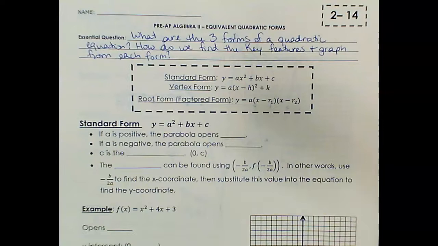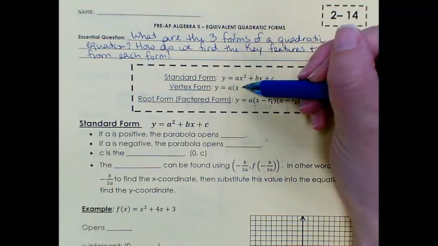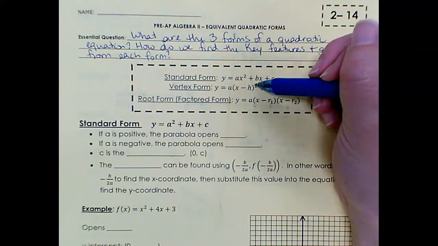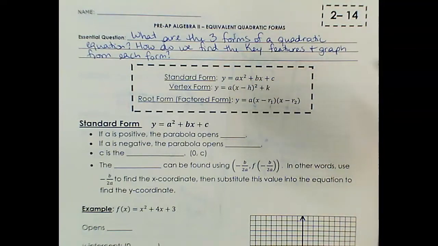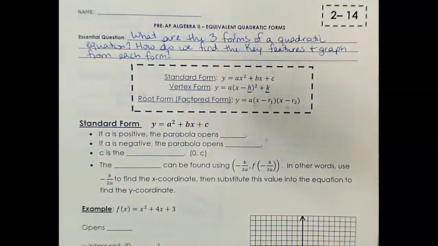Vertex form is a little different. We still have a out in front, but then we have x minus h, and that quantity is being squared, and then you have plus k, a constant outside. This h and this k are a little special. More on that later. And then finally, we have a root form or factored form. This is something that might seem new when you're looking at it, but whenever we do problems, you're going to realize that it's actually something that you've done before. So root form or factored form is the third form that we're going to discuss.